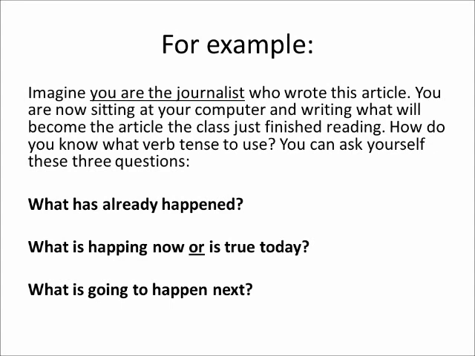You can ask yourself these three questions. What has already happened? What is happening now or is true today? What is going to happen next? From that point of view, what has already happened will be in the past tense. What is happening now or is true today will be in present. And what's going to happen next will be in future.